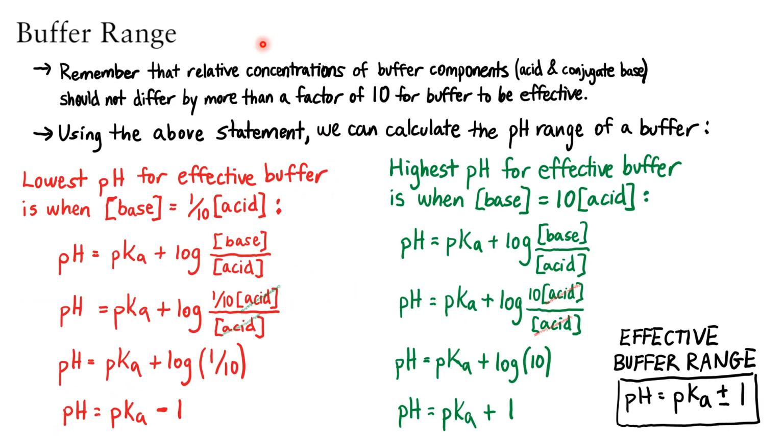We also talked about buffer range. So we said that the weak acid and conjugate base concentration shouldn't differ by more than a factor of 10, right? I said should not differ by more than a factor of 10. And we show this mathematically, right? The lowest pH for an effective buffer is when the base concentration is equal to 1/10 of the acid concentration.